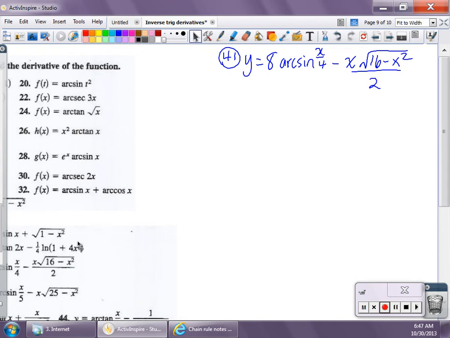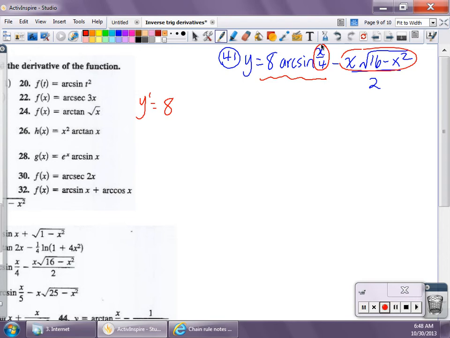All right, so in number 41, the things that I see are, in the first term, I have an inverse trig. So there's an inverse trig in the first term, and in the second term, I'm noticing a product rule. So when I find the derivative, y prime is equal to, 8 is simply a coefficient. Derivative of arc sine is u prime. This is the u for that particular term. Remember, x over 4 is the same thing as 1/4 x, and the derivative of 1/4 x is 1/4.